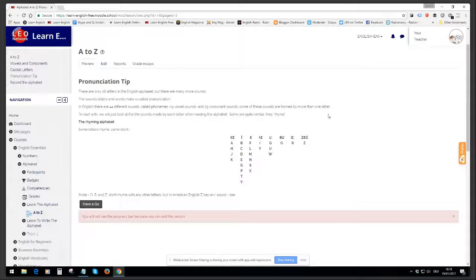Okay, so we'll start with the A sound. These two letters here aren't alphabet letters, they're phonic letters. They're about pronunciation. Okay, so this is your first introduction to pronunciation. Each week we will try to share a little bit more about pronunciation.